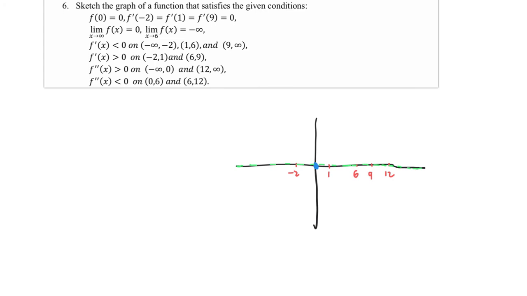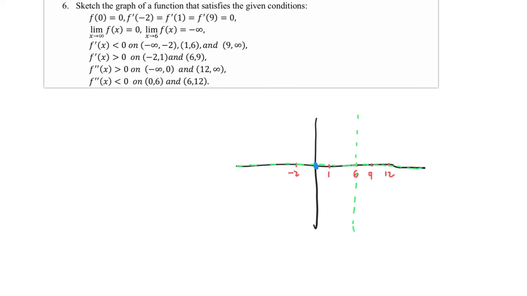It's also the case that the limit of f of x as x approaches 6 from both the left and the right, by the way, is negative infinity. So what that means is this shoots down as the function approaches the x value of 6 from both the left and the right. So I'm going to want to draw a vertical asymptote there. Okay, that's essentially what that means. There's a vertical asymptote there. All right, so that's good.